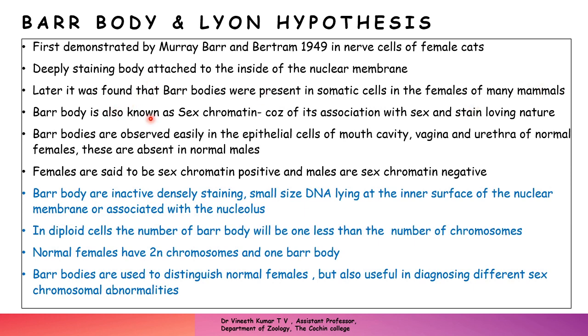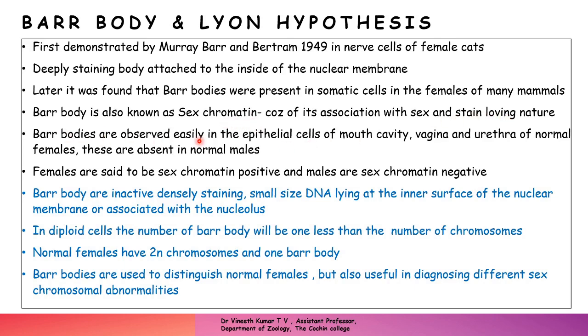The Barr body is also called sex chromatin because of its association with a particular sex, because it is seen only in females, especially in mammalian females. They are called sex chromatin because of their association with a particular sex and also their stain-loving nature, and the chromatin, or stain-loving nature, gives them the name.